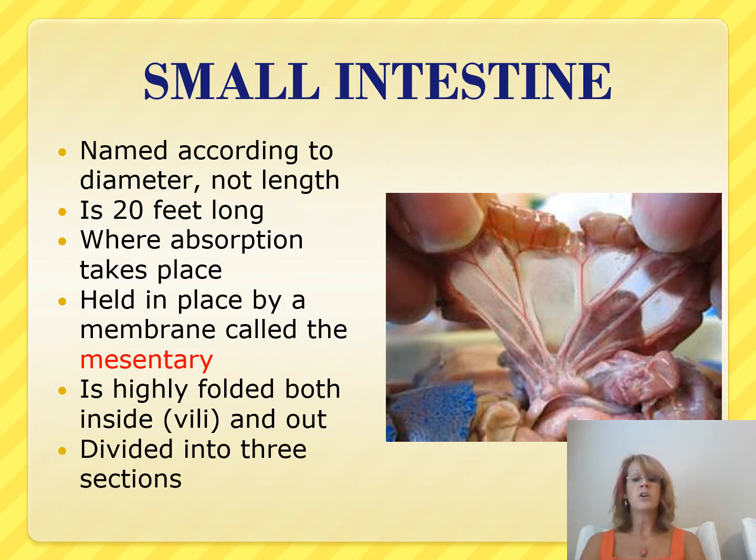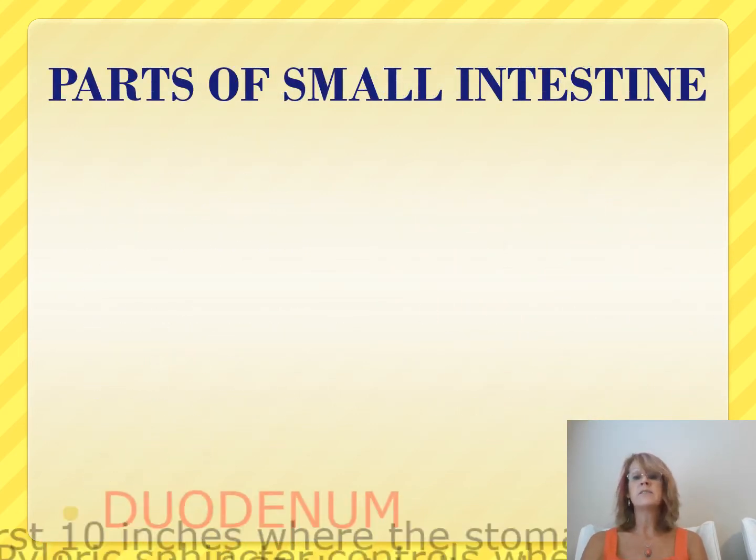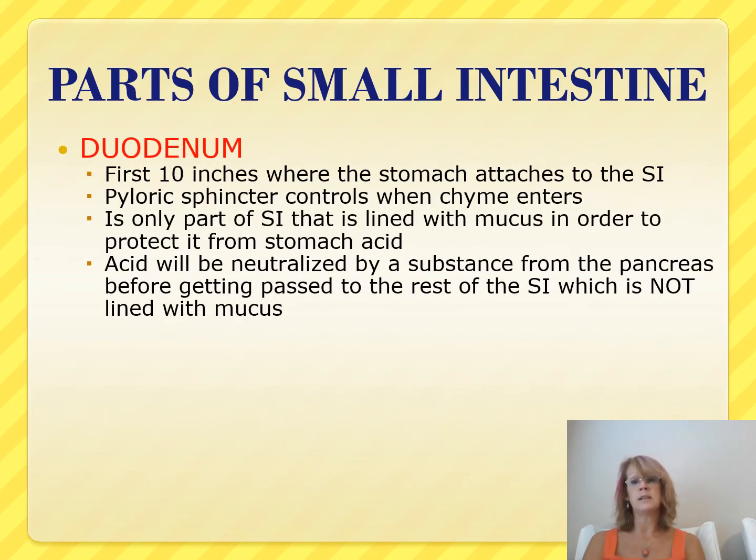And in the case of our small intestine, it is actually divided into 3 different parts. The first part is called the duodenum. Some people say duodenum. Tomato, tomato. These are about the first 10 inches of your small intestine, and this is where it attaches to the stomach. This is the only part of your small intestine that has mucus, because this is where the pyloric sphincter opens up and that soupy acidic mixture enters your small intestine.